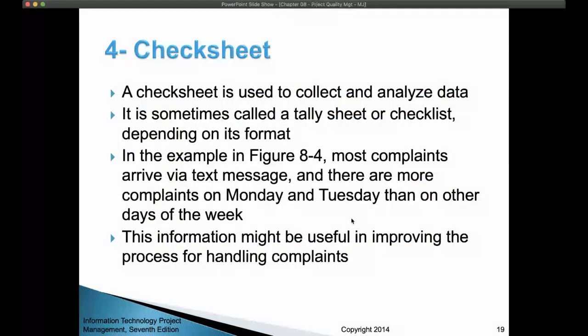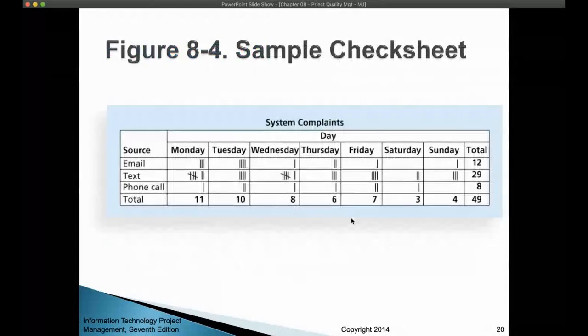4 is the check sheets. Check sheets are like checklists, used to collect and analyze data. It's sometimes called the tally sheet. This is an example. Here you're taking or counting the number of complaints or number of errors or something like this. So for example, this is about system complaints.